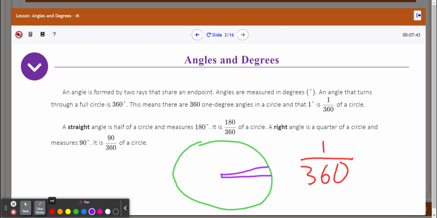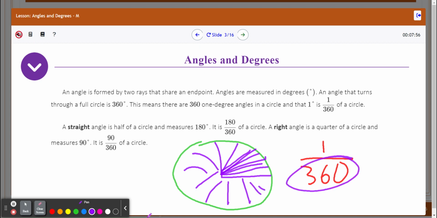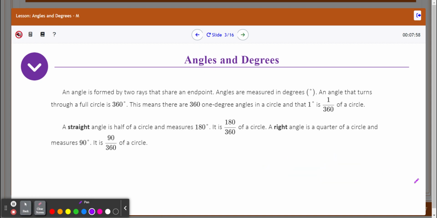And then if I did another part, that would be 2 degrees, 3 degrees, 4 degrees, 5 degrees, 6, and so on, all the way around until you get to 360. So each little angle is 1 degree. If someone said there was a 60-degree angle, that would be 60 one-degree angles added together. So another way of looking at angles is as fractions.